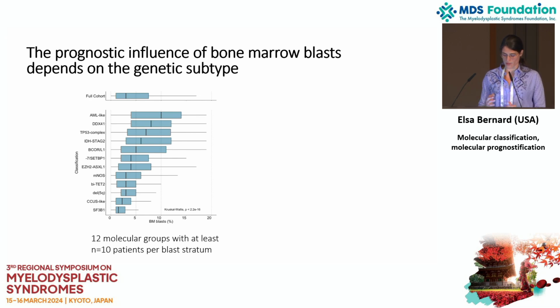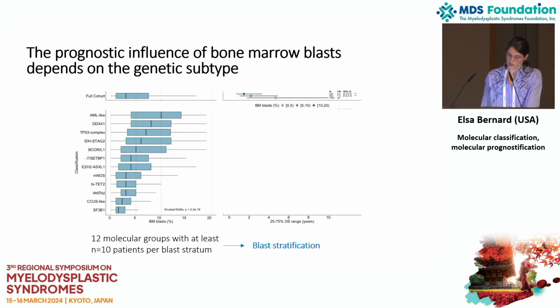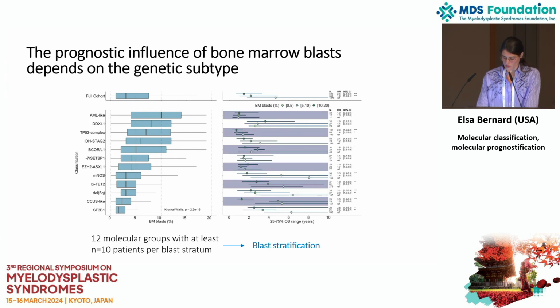Those subgroups range from SF3B1, CICUS-like, del5Q to AML-like. Within each one of those subgroups, we stratified patients' outcomes by blast percentage. This is shown here for the full cohort at the top, where each line represents one of the blast strata for median overall survival, with a strong stratification by blasts. And we did that across the different molecular subtypes.